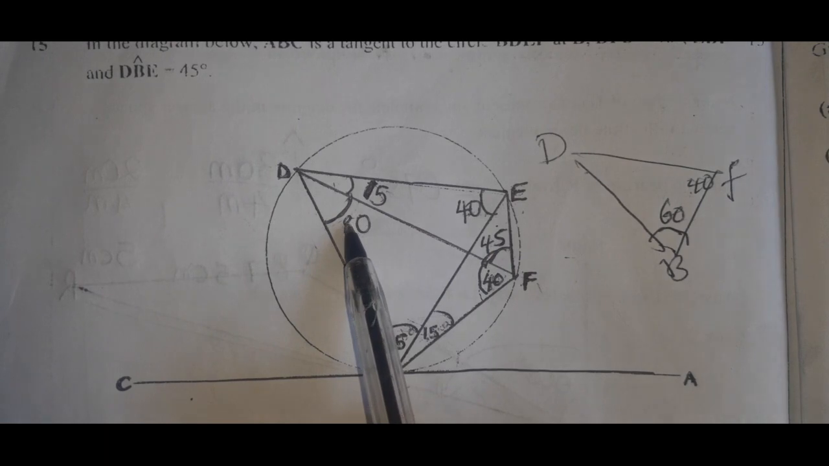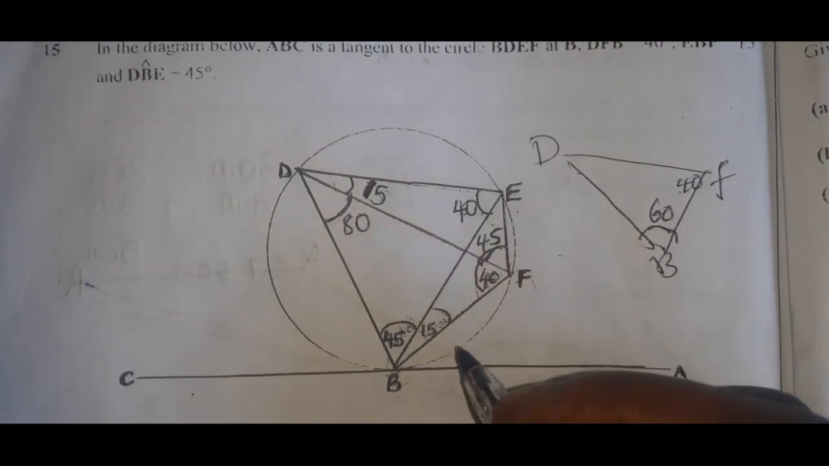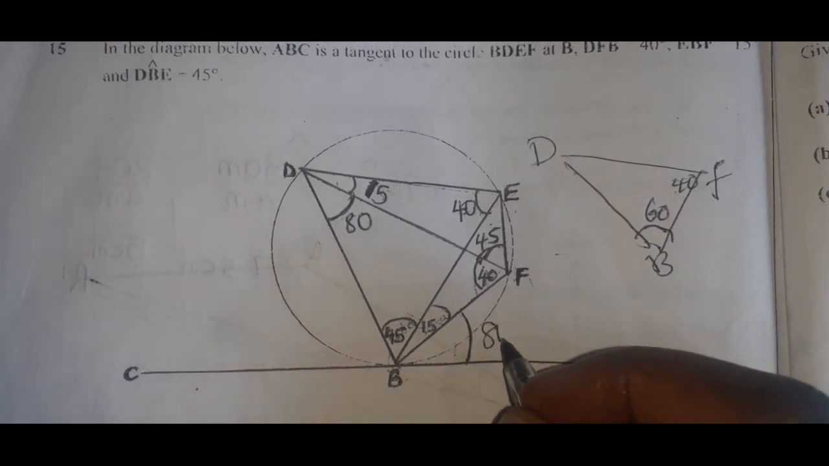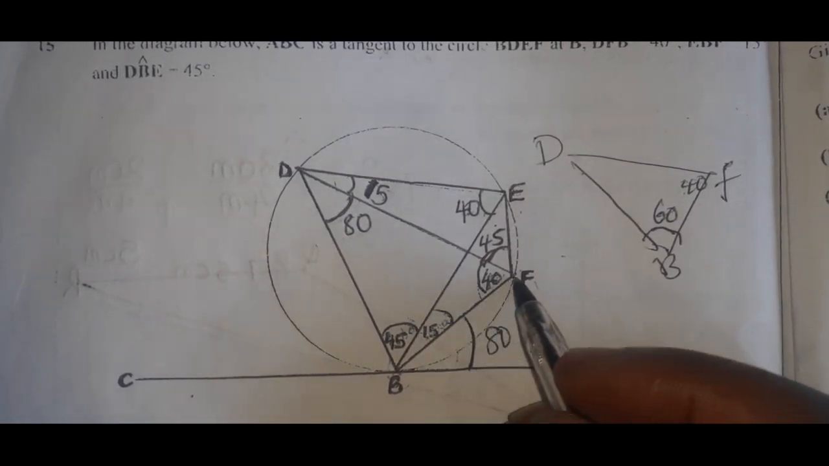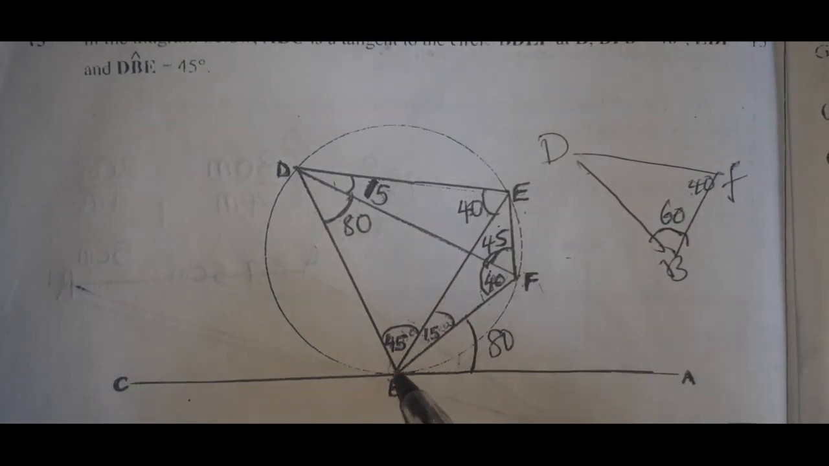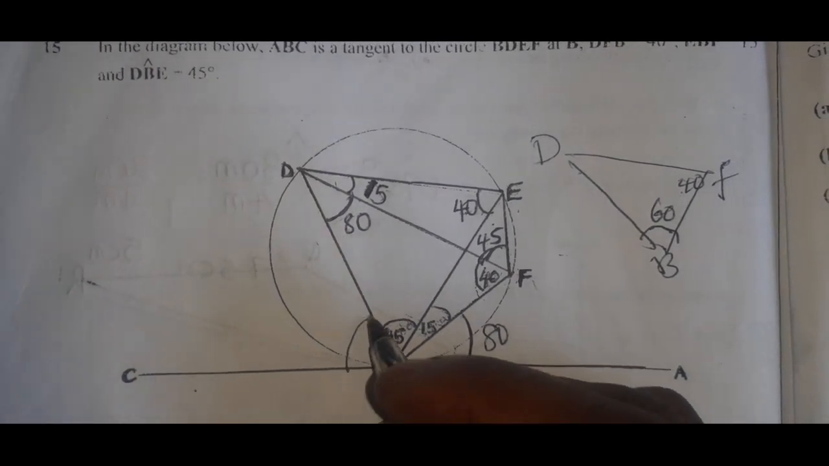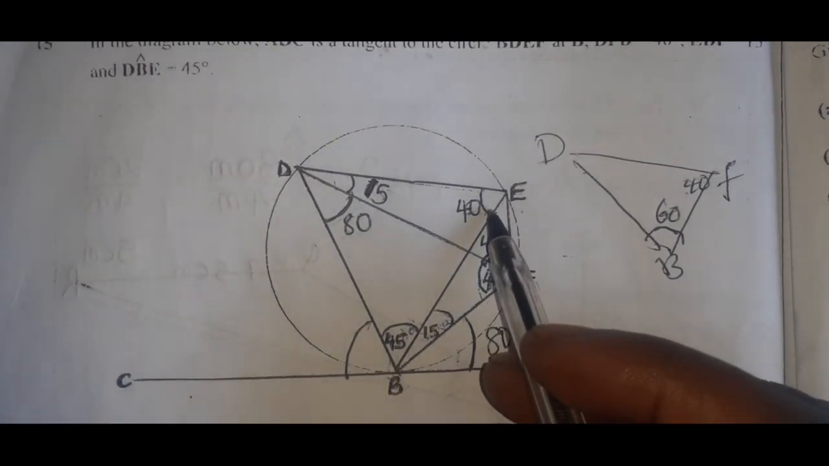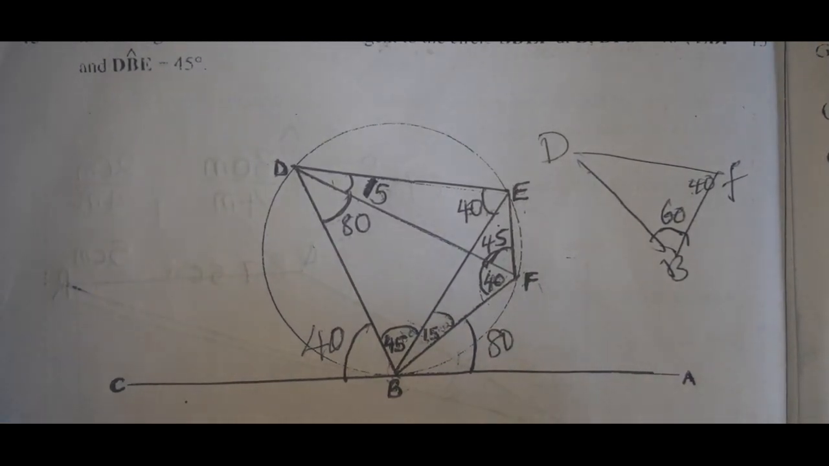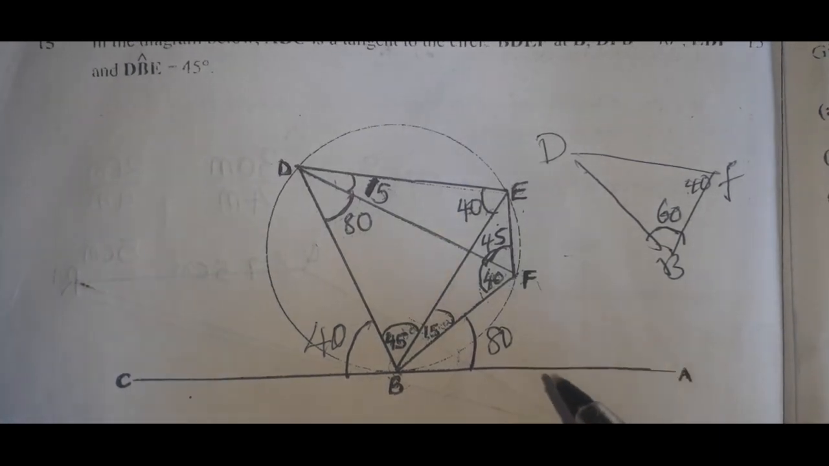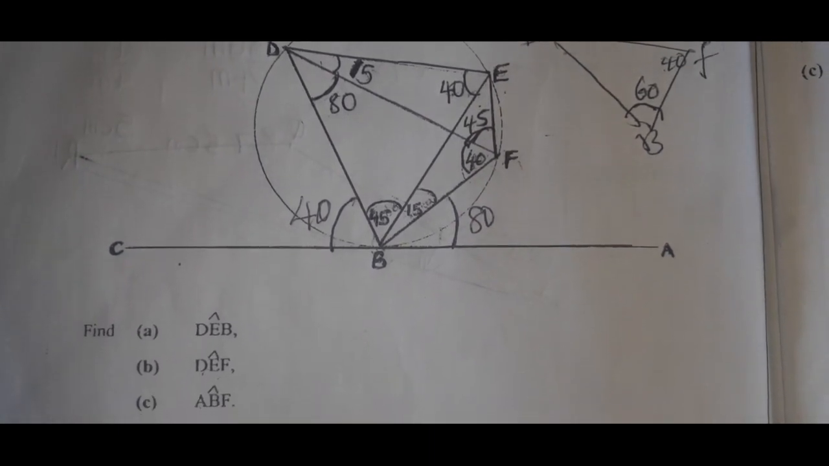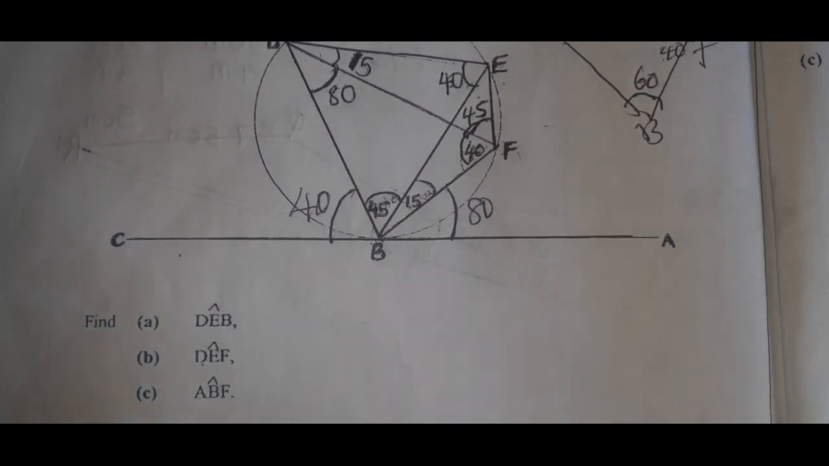So if this angle is 80, it means that even this angle here is also 80. These we call angles in the alternate segment. What about this one here? If this is 40, the whole angle here is 40. Okay? So, having done this, we can now try to find the angles that they want.